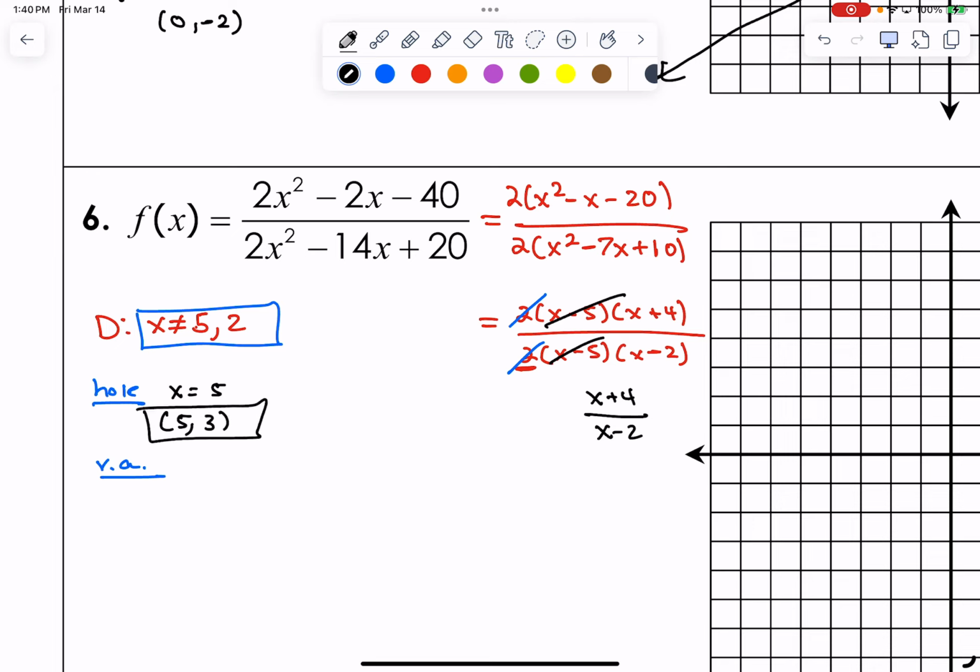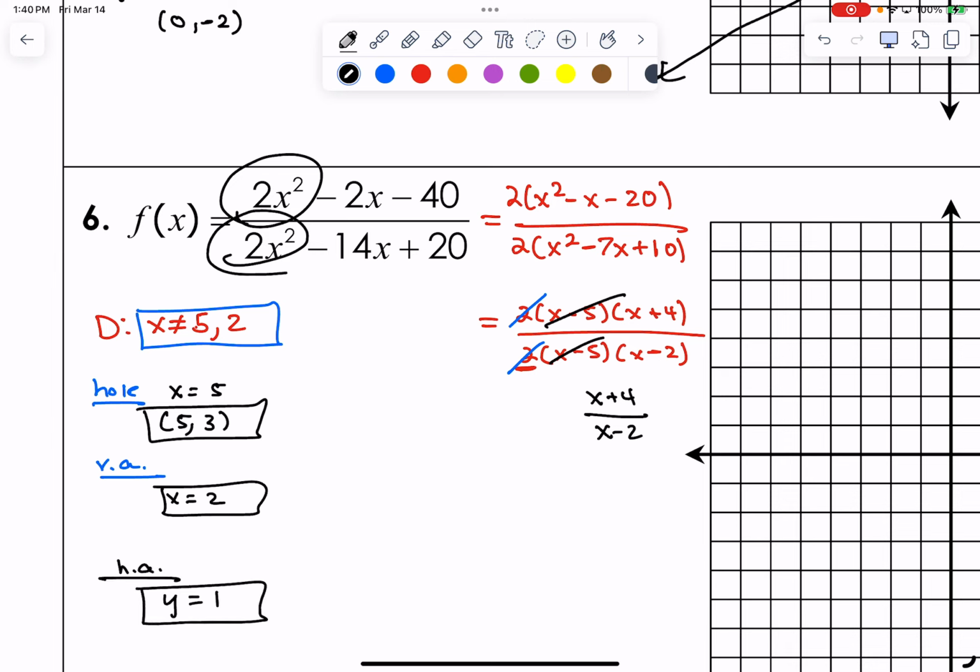The VA is going to be what's left. That's x equals 2. HA, is there an HA? What's the HA? Some people are like, should I go to the original or should I go to the final answer? I don't know. It doesn't matter because when you reduce it, it's still going to be 1 over 1.